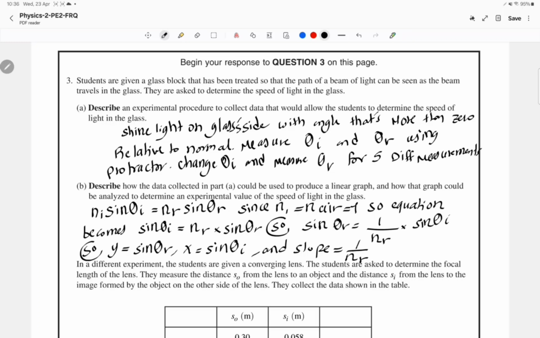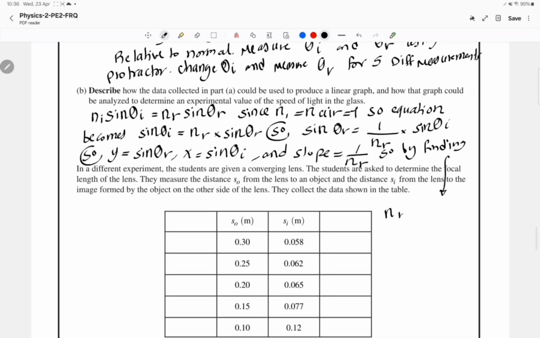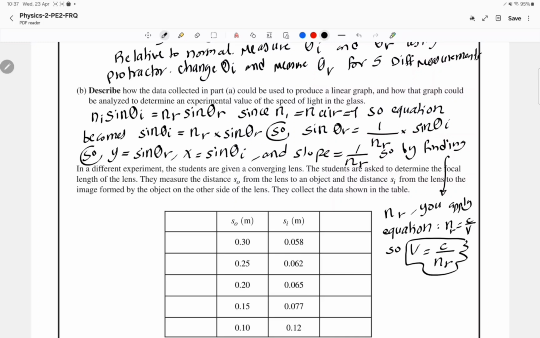And now, by finding n_r, you apply the equation n is equal to c over v. So n_r is equal to c over v, so v is equal to c over n_r. Is that good?